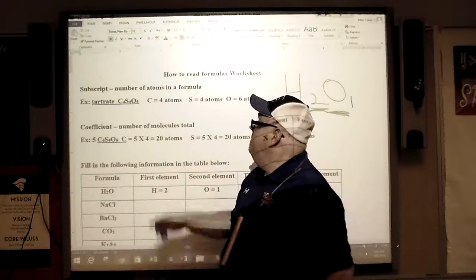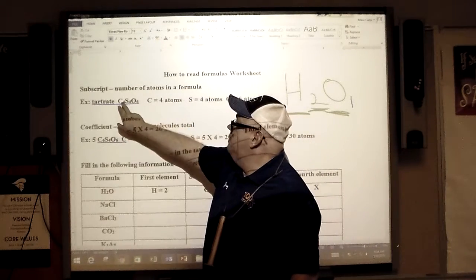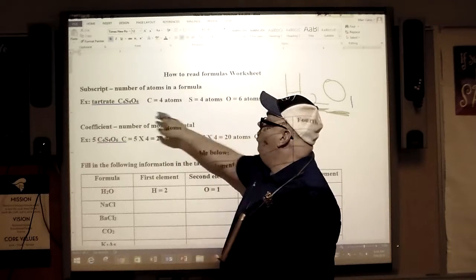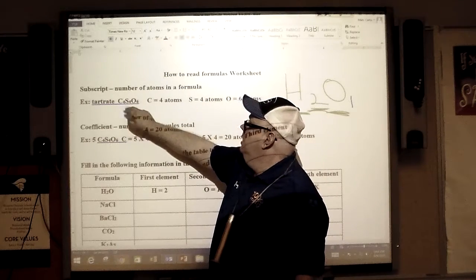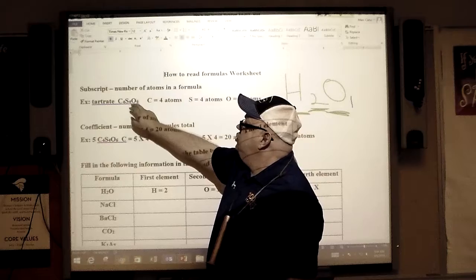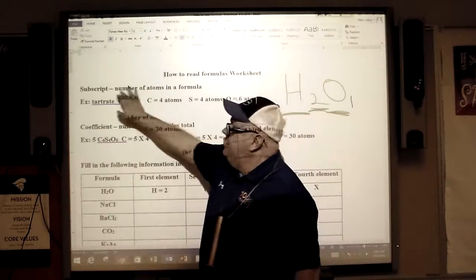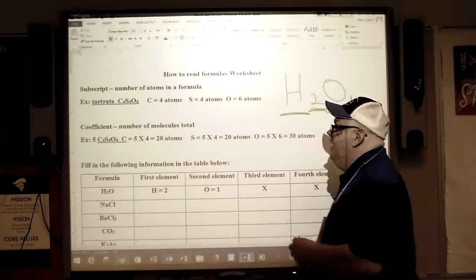Here's an example: tartrate, C4S4O6. That means we have 4 carbon atoms, 4 sulfur atoms, and 6 oxygen atoms. So that is the tartrate ion.